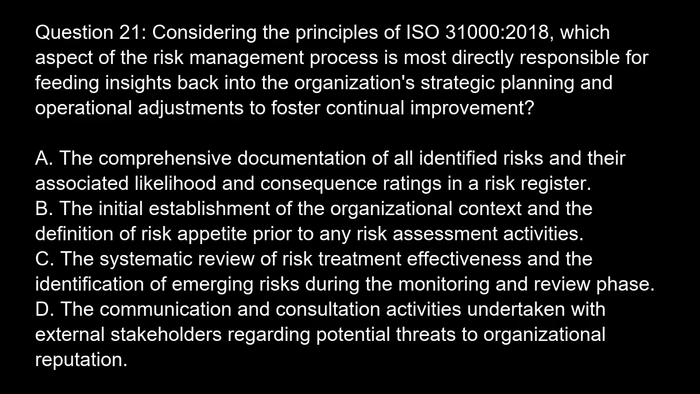Option A, the comprehensive documentation of all identified risks and their associated likelihood and consequence ratings in a risk register. Option B, the initial establishment of the organizational context and the definition of risk appetite prior to any risk assessment activities. Option C, the systematic review of risk treatment effectiveness and the identification of emerging risks during the monitoring and review phase. Option D, the communication and consultation activities undertaken with external stakeholders regarding potential threats to organizational reputation.